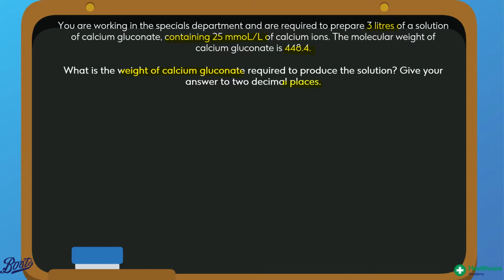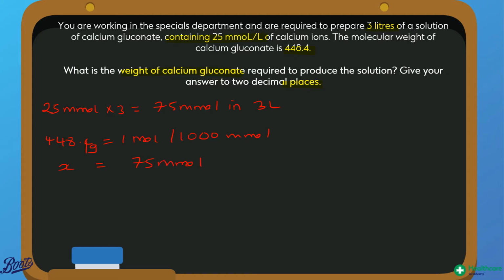So we're making 3 litres of the solution at 25 millimoles per litre. So how many millimoles are present in 3 litres? We can simply work this out by multiplying 25 millimoles by 3. And this gives us an answer of 75 millimoles in total present in 3 litres. The molecular weight of calcium gluconate is 448.4, and we know that this is equivalent to 1 mole or 1,000 millimoles. So therefore, 1,000 millimoles contains 448.4 grams, and we need to work out how much 75 millimoles weighs.